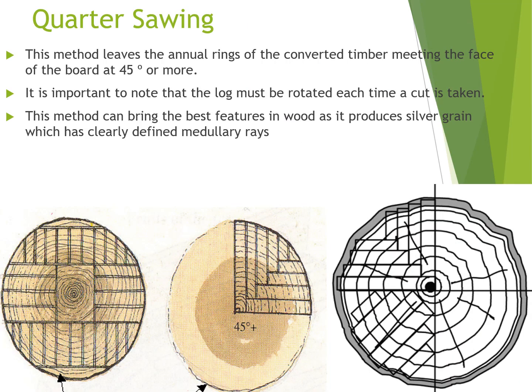Quarter sawing. This method leaves the annual rings of the converted board meeting the face of the board at 45 degrees or more. This means that the board is harder wearing, and it's a very common method for floorboards. Very common with oak flooring. It is important to note that the log must be rotated each time a cut is taken. This method can bring the best features in wood, as it produces the silver grain, which has clearly defined medullary rays.